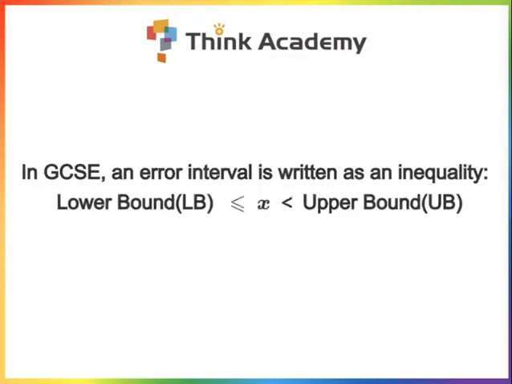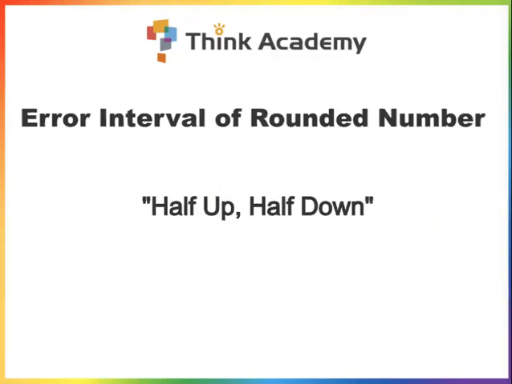And now for the error intervals, it's just what can give you the estimated value. We usually write it as an inequality like this, where the value, usually a letter, is greater than or equal to the lower bound, but only less than the upper bound. We use LB or UB to represent lower bound and upper bound. So there are two kinds of questions. One is about the error interval of a rounded number. The other is about a truncated number. So we'll talk about them separately.